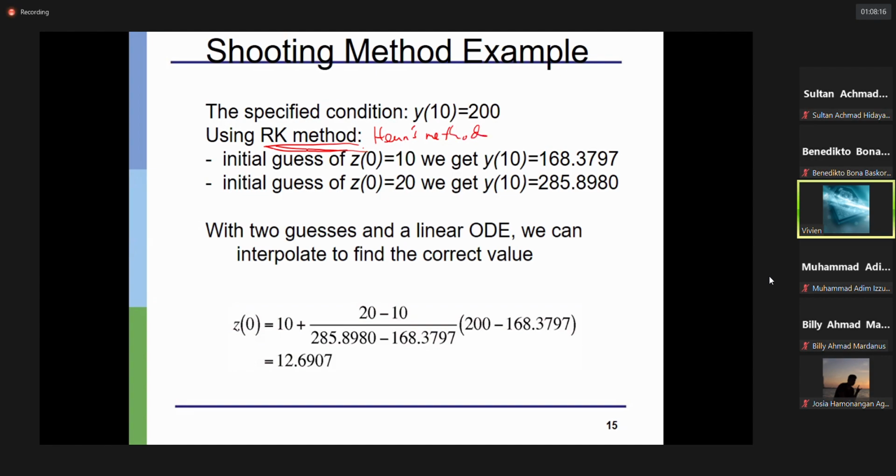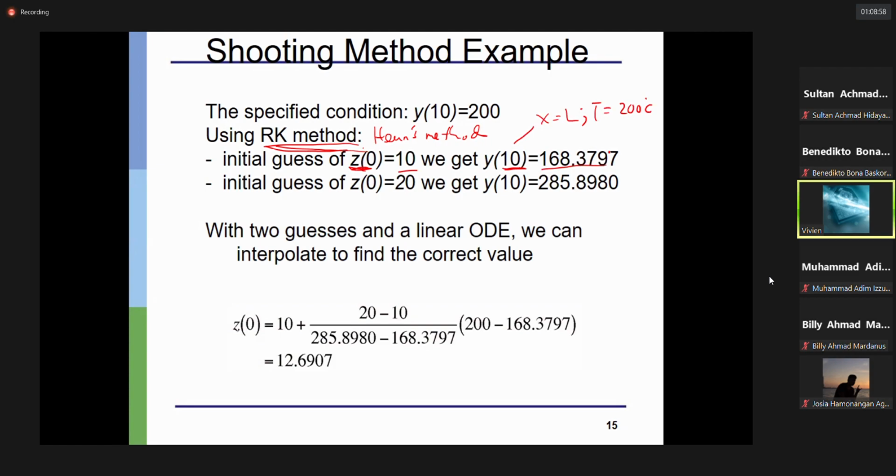When we use the second order Runge-Kutta method with the initial guess of z, which is the slope, equal to 10, we get a temperature at x equals L of 168. The second boundary condition is that the temperature will be 200. So with the slope of 10, it's undershooting; the result at the second boundary is too low. This means it's not satisfying the condition, so we have to increase the slope.